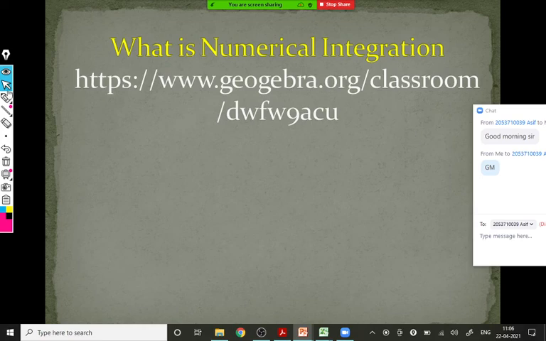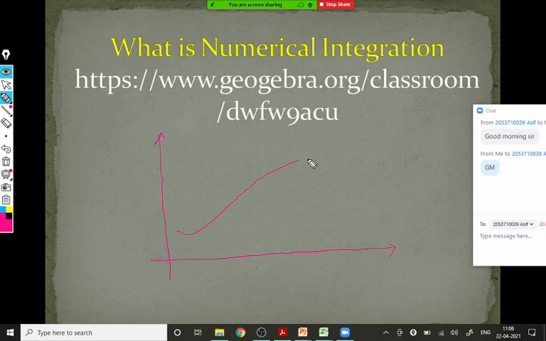Numerical integration is a process by which we can integrate without actual integration, meaning we are not going to use any formula of integration. We just do the integration by an approximation method, by numerical method, because we already know the meaning of integration. The meaning of integration is the area under the curve.